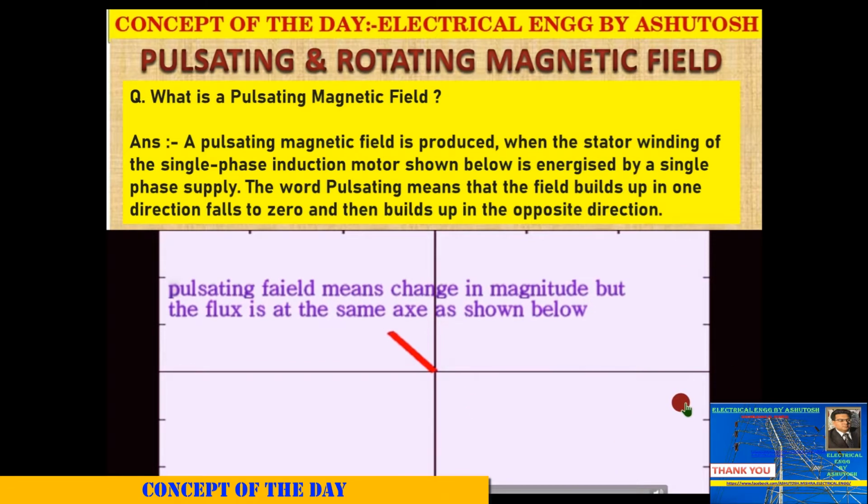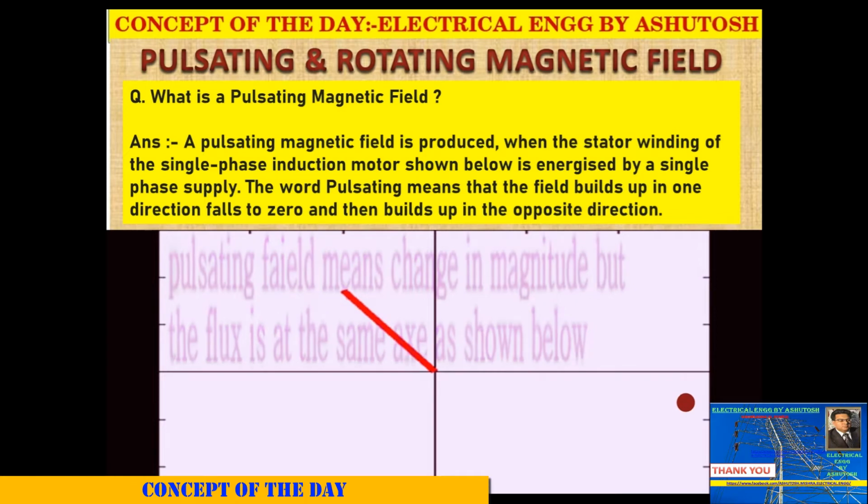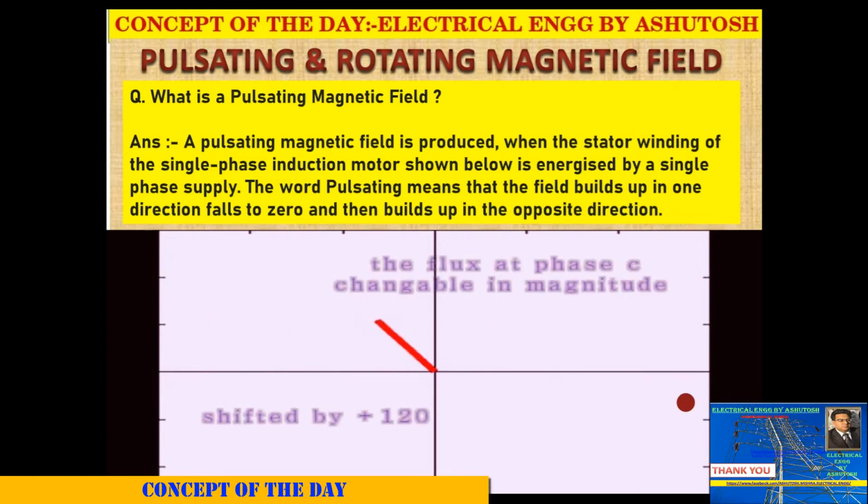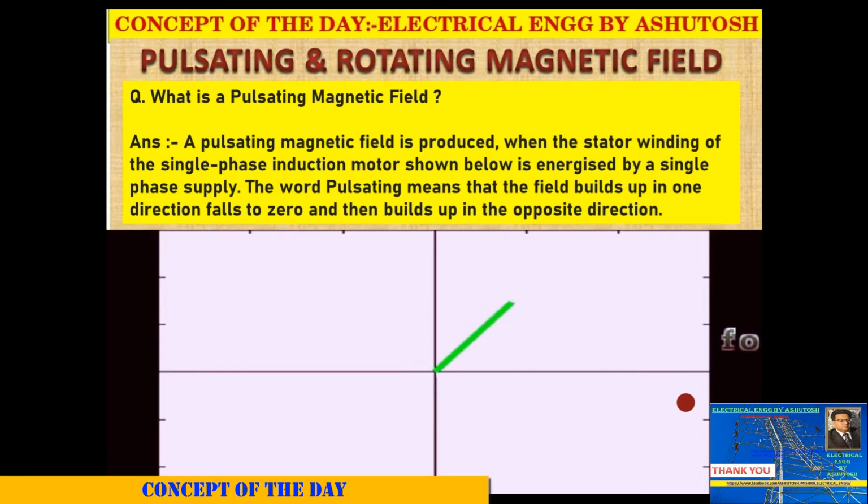And this is shifted by 120 degrees. The same phenomenon is occurring. The flux at phase C changes in magnitude, shifted by 120 degrees. And this is the third phase. There are three phases R, Y, B, and this one is the next phase. So a pulsating field is there.